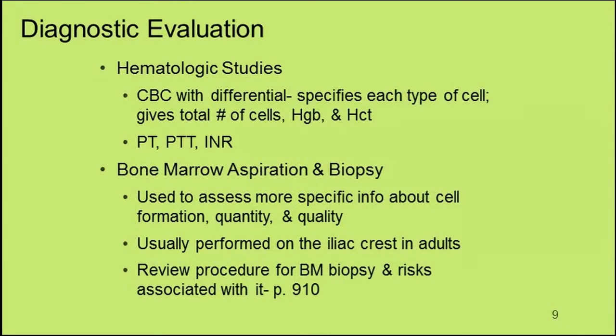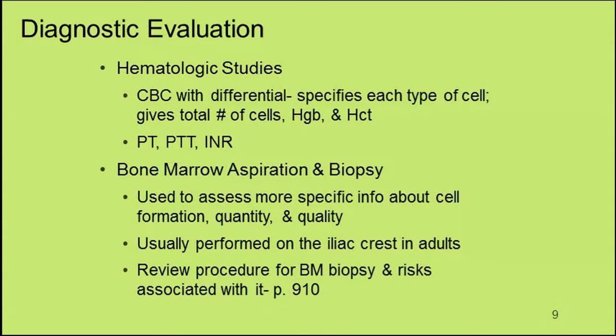Hemoglobin is the actual amount of hemoglobin, which is measured in grams. And then the hematocrit is the percentage of red cells that are in the total blood volume. So it's kind of a volume percentage. So the lower the hematocrit, the lower the percentage of red cells in perspective of total blood volume.